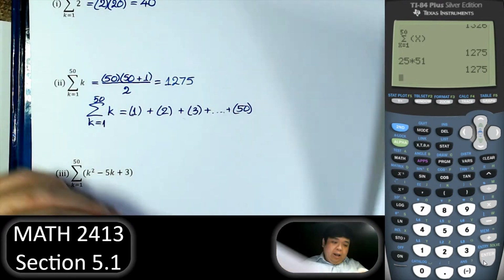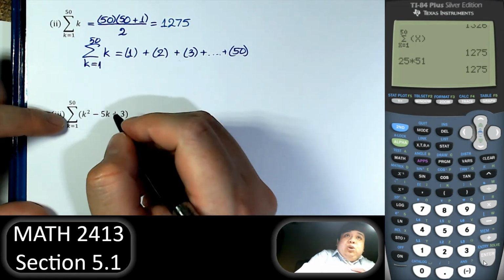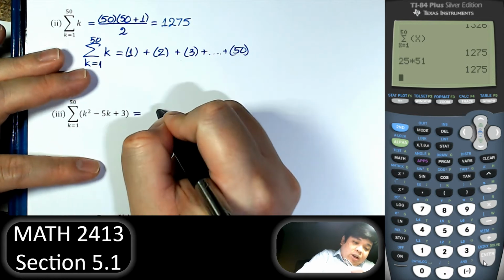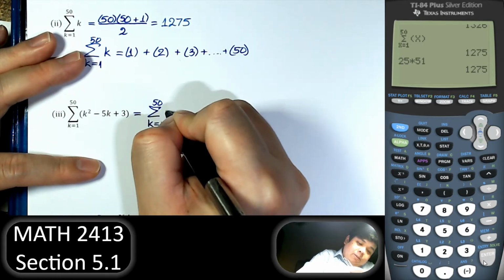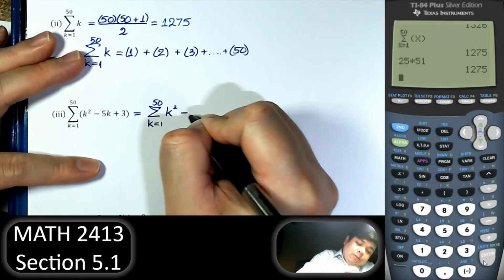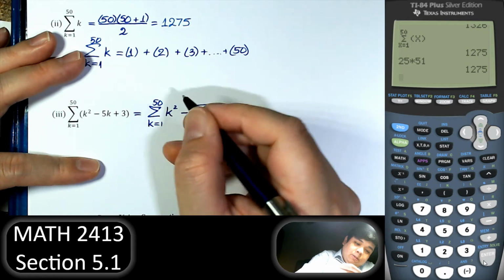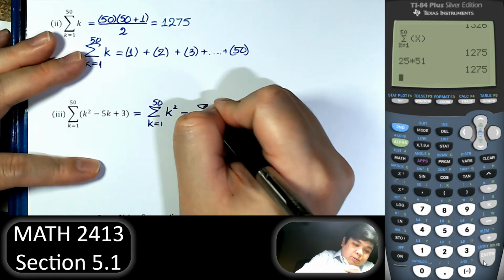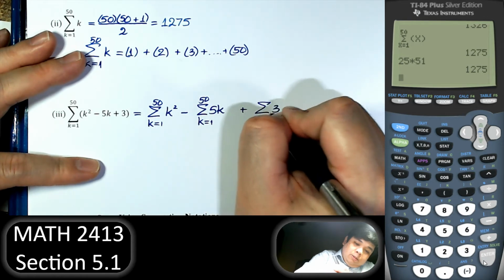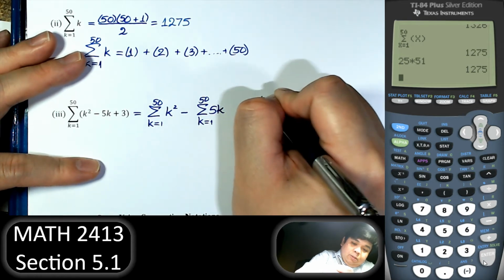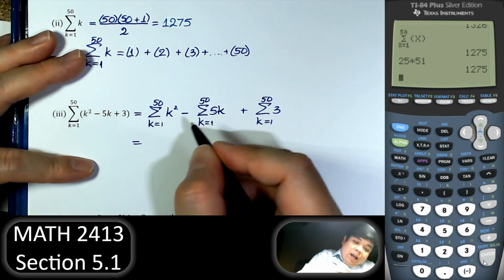All right, next, how about this? In order to do this, we use the properties of the summation. We can first split them. Next, we can take the constant outside.